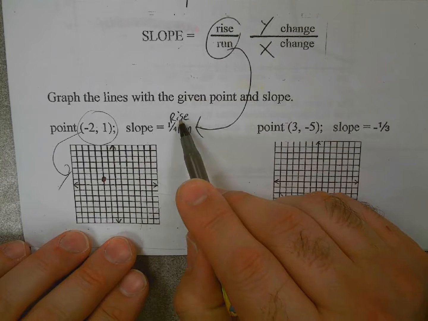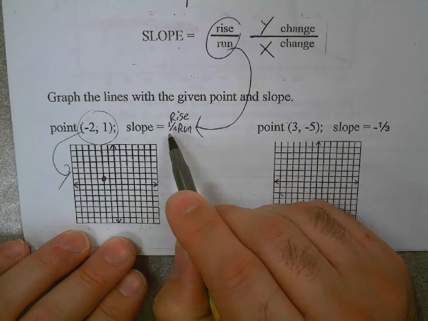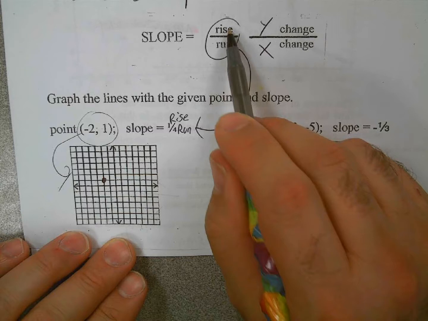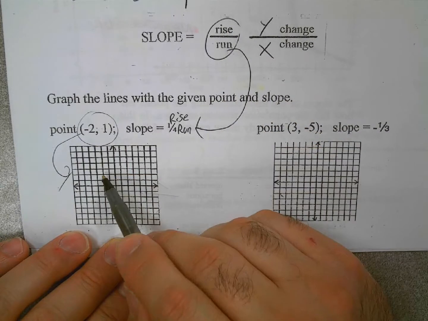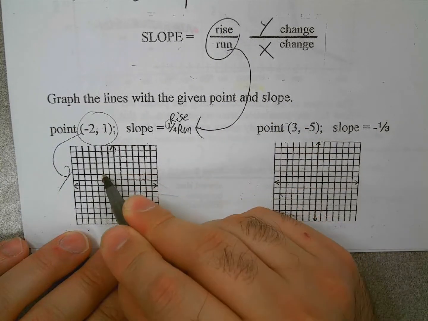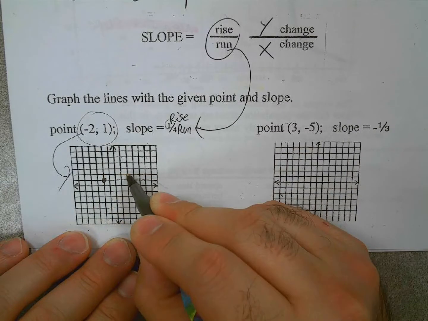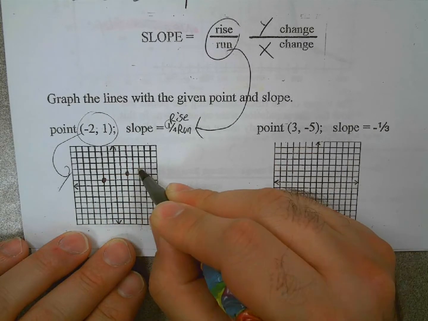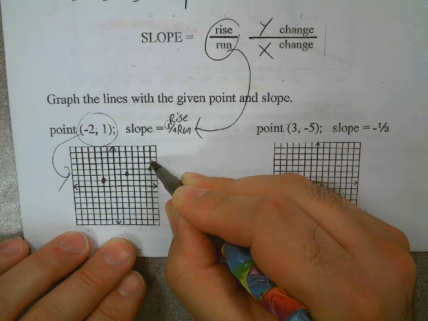So I'm going to rise from that point. I'm going to rise 1, because that's the top. The top is our rise. The bottom is our run. So I'm going to rise 1. Then I'm going to run 4. 1, 2, 3, 4. Rise 1, run 4.